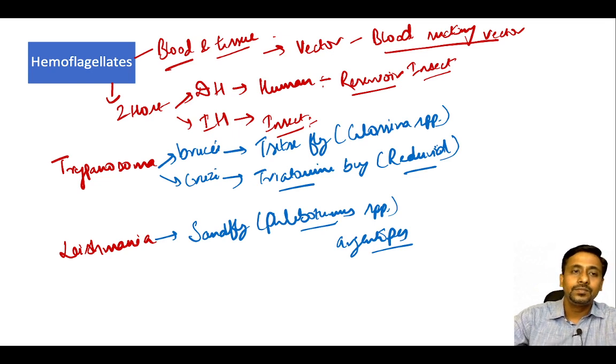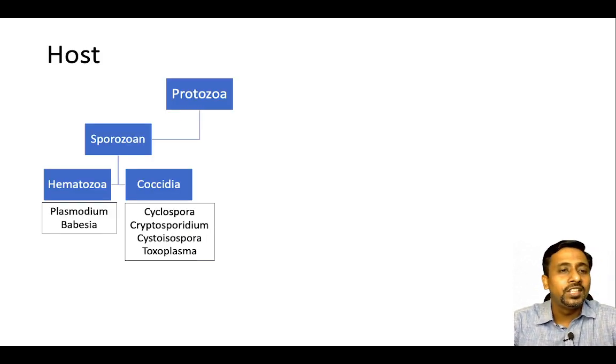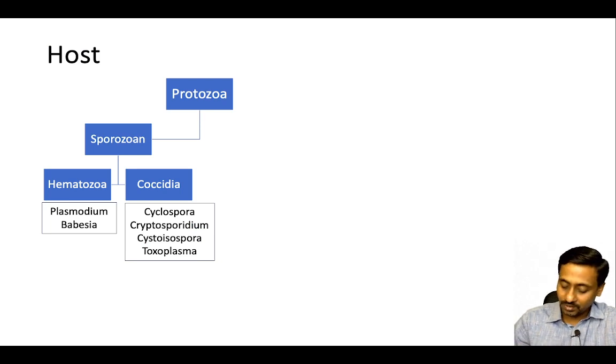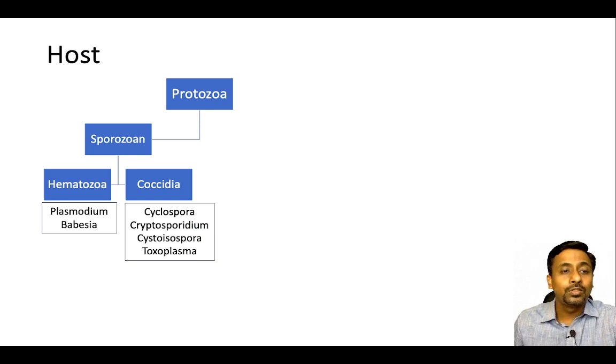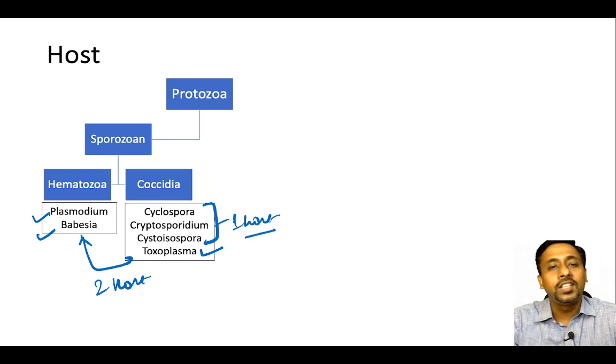Okay. Now coming to the hosts in case of sporozoans. In case of sporozoans, the hematozoa, Plasmodium and Babesia, and the coccidian Toxoplasma, these three have got two hosts, and these have got one host. So let's understand why these have two hosts and why these have only one, a single host.